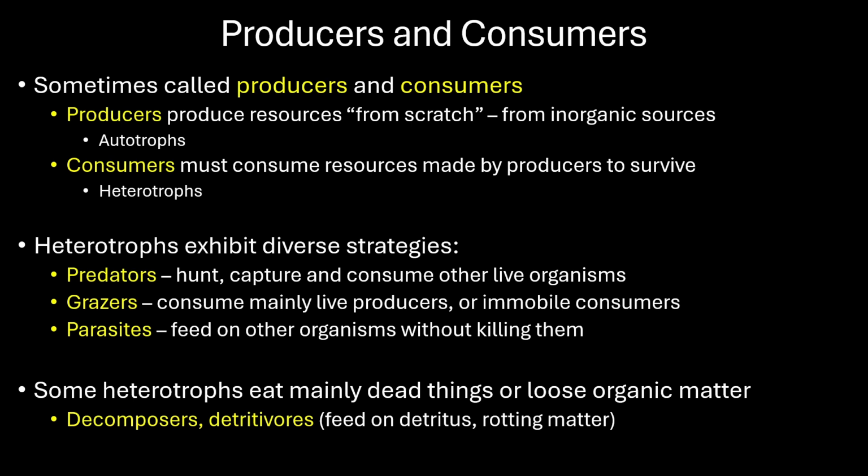And we've talked a little bit already now about different kinds of autotrophs. But the heterotrophs are also quite variable in terms of how they acquire their resources. Heterotrophs can be predators. These are the organisms that will go out and hunt and capture and kill and ultimately consume other living things, mainly other heterotrophs. Then you also have grazers. These are the organisms that mainly feed off of autotrophs or very immobile or sessile heterotrophs, things that don't really get up and move around all that much.